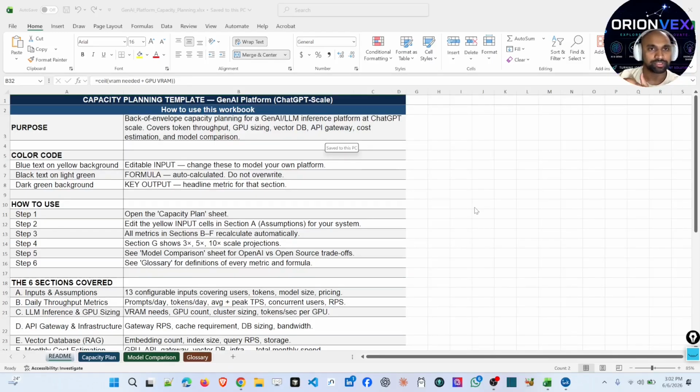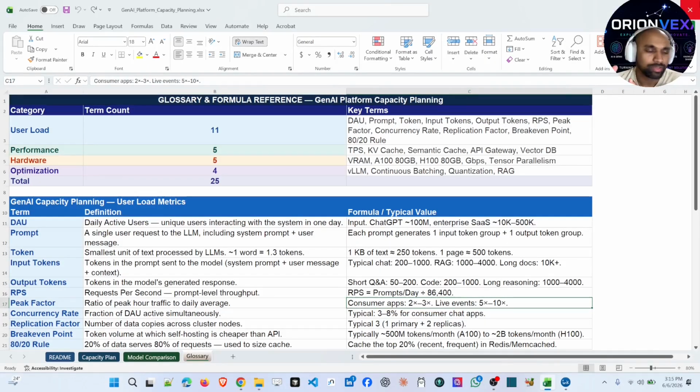This is a part of the system design of any such platform. First, I'm going to discuss a few details about this capacity planning, what we are going to do. All these things are listed in this README file. Then I will go ahead with the glossary, then we'll do the capacity planning, and finally we'll do some model comparison. Now let's divide them into four major categories.